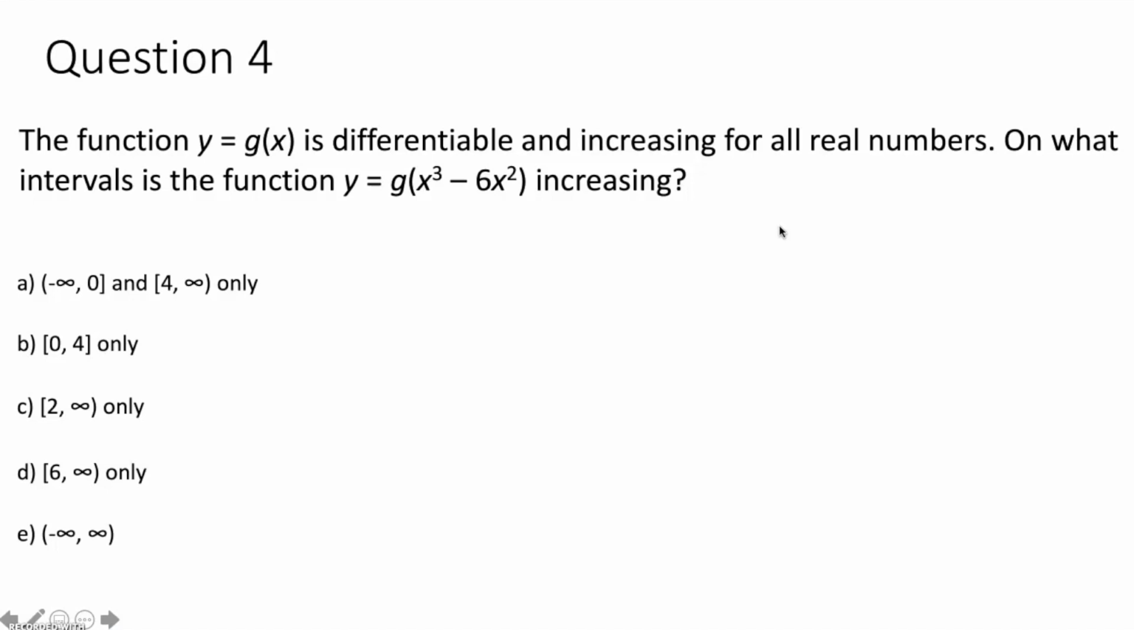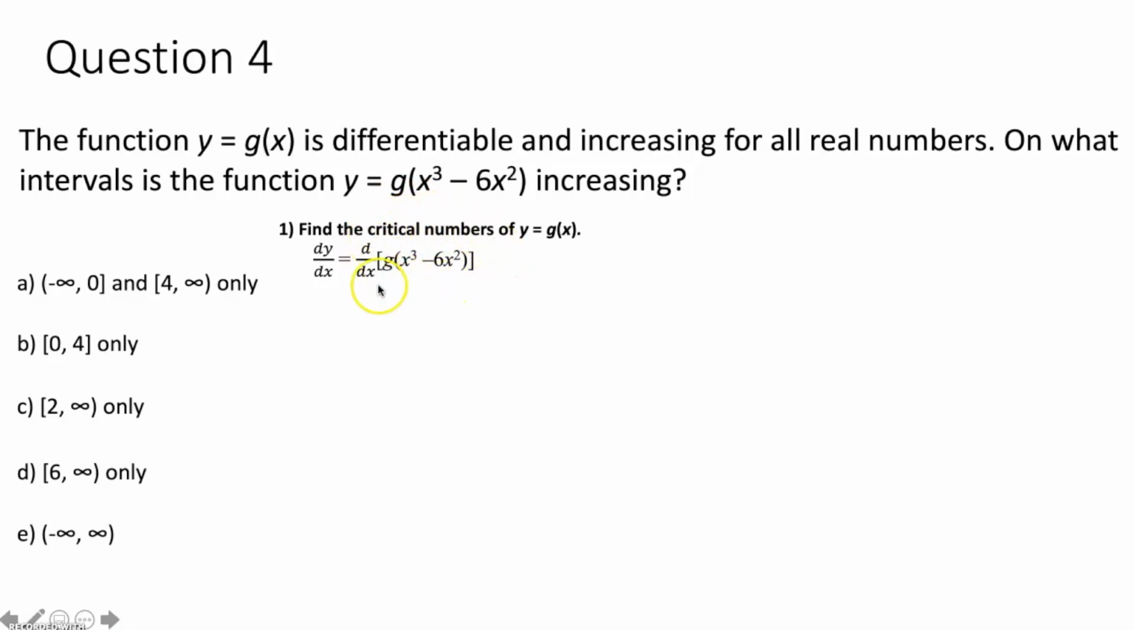So to make a sign chart for the first derivative, we need to figure out our critical numbers. So how do I figure out the critical numbers of this function? Well, the critical numbers occur wherever the derivative is equal to 0 or does not exist. So what we need to do is figure out the derivative of this given function. How do I take the derivative here? Well, I have a function x cubed minus 6x squared within a function g. So this requires the chain rule.